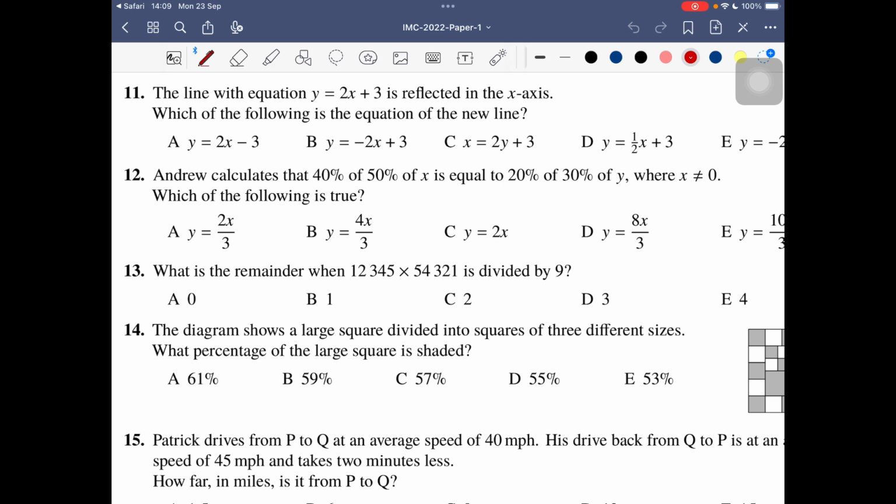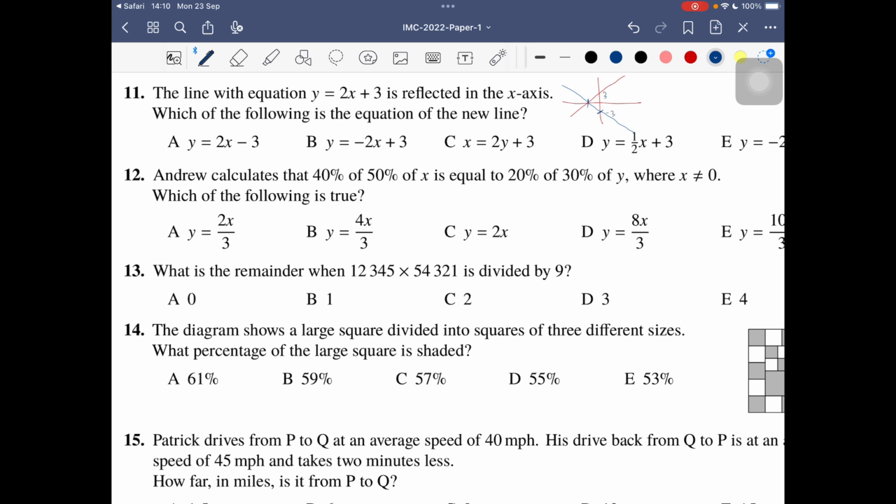The line equation 2x plus 3. Let me sketch the line roughly. As we know, this has a positive slope and it has y-intercept 3. So I'll just draw the line like this. And this one is reflected in the y-axis. After reflection, the new line looks like this. It has the same x-intercept but a different y-intercept. This was 3, but this is negative 3.